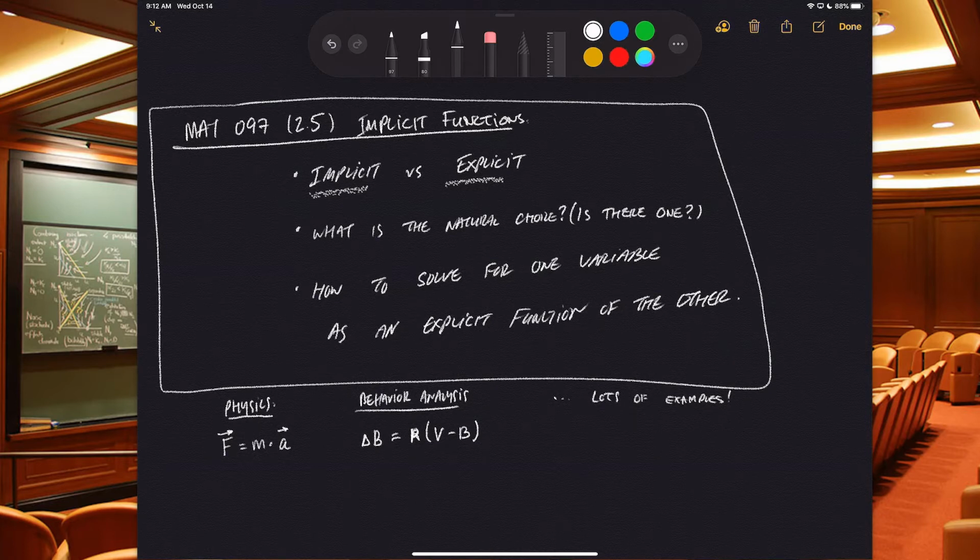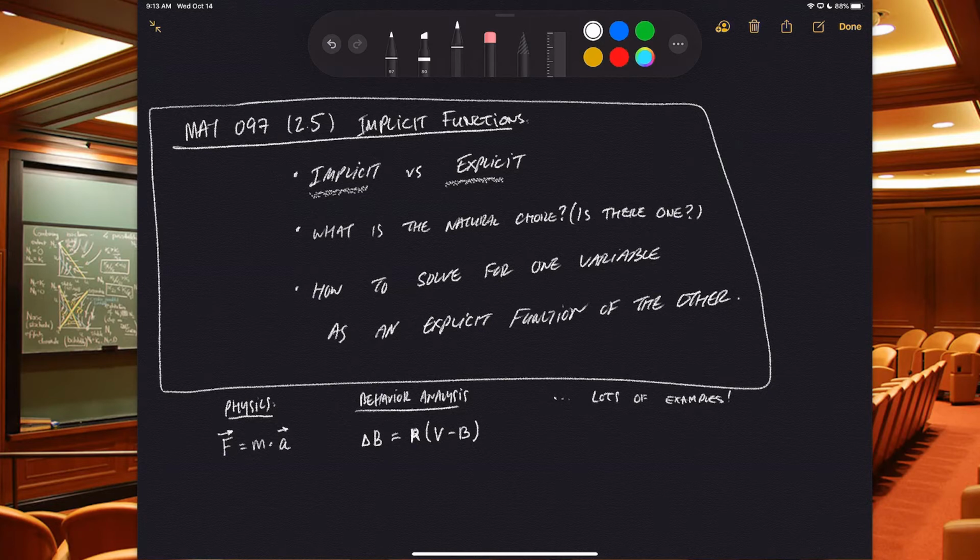So we're going to look at what makes something implicit versus explicit. Given a description of a function, we might look and see what's the more natural choice just based on our own intuition, background knowledge on a subject. Maybe there isn't a clear choice. Our first example will actually be highlighting this issue. And then how we actually are able to solve for one variable as an explicit function of the other if we can. Sometimes it's not possible, and I'll show you how that works.